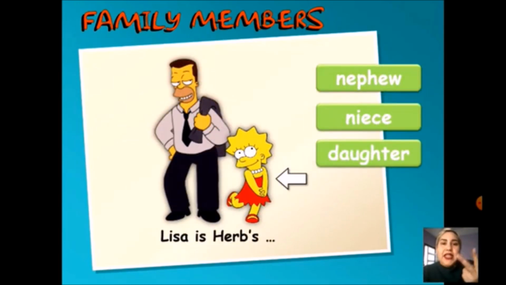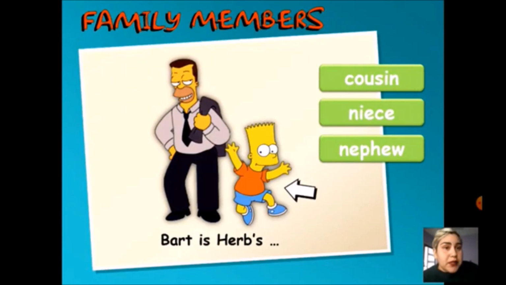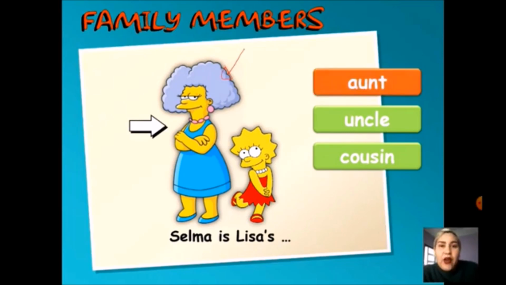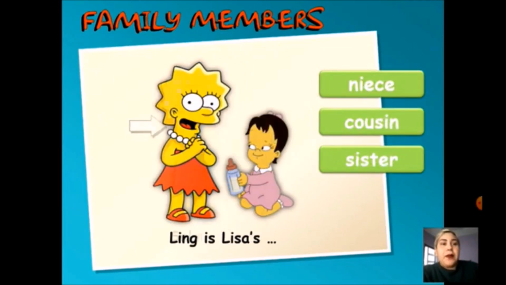Let's continue. Now it is vice versa. Lisa is Herb's nephew, niece, daughter. What do you think? Niece is the correct option. Lisa is Herb's niece. So in this case, Bart is Herb's nephew. Okay? Bart is Herb's nephew. Let's continue. In this case, Selma is Lisa's aunt. Okay? Remember that Selma is Marge's sister.